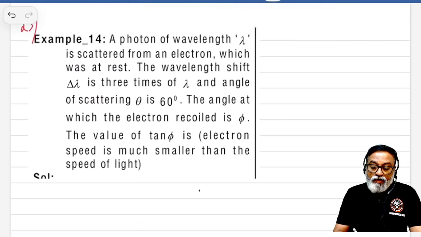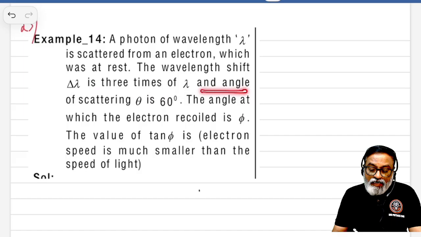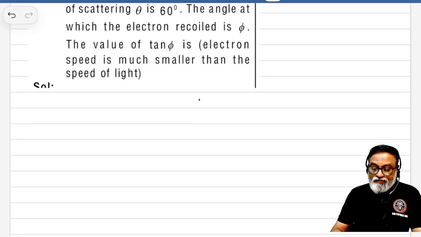Next one. A photon of wavelength lambda is scattered from an electron which was at rest. The wavelength shift delta lambda is 3 times lambda, and the angle of scattering theta is 60 degrees. The angle at which the electron recoiled is phi. The value of tan phi is?